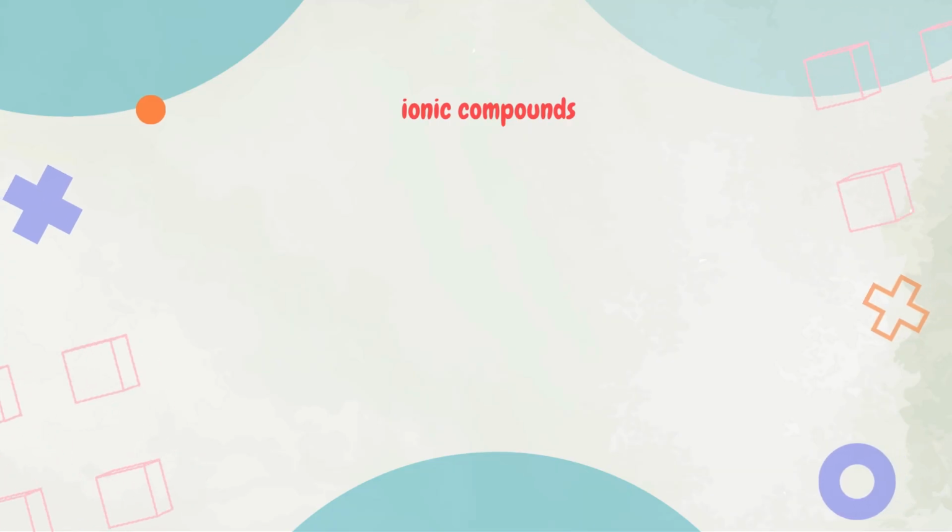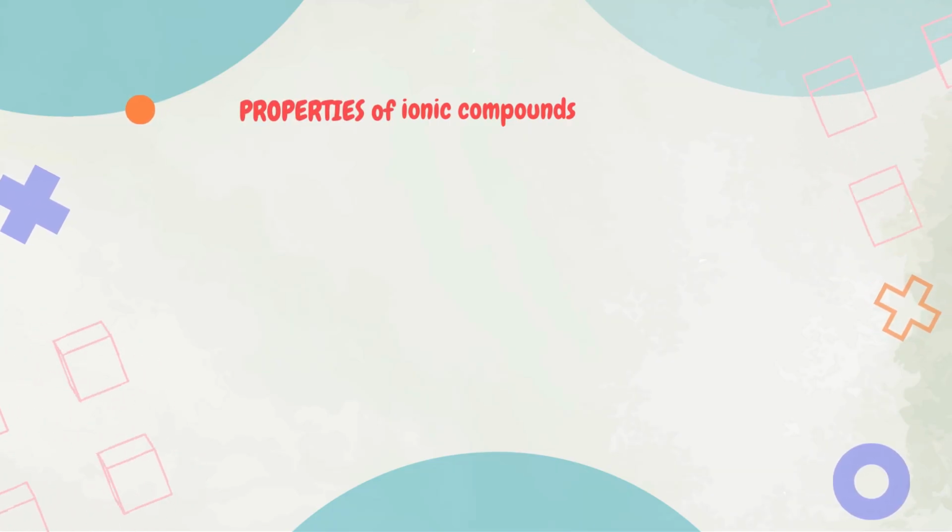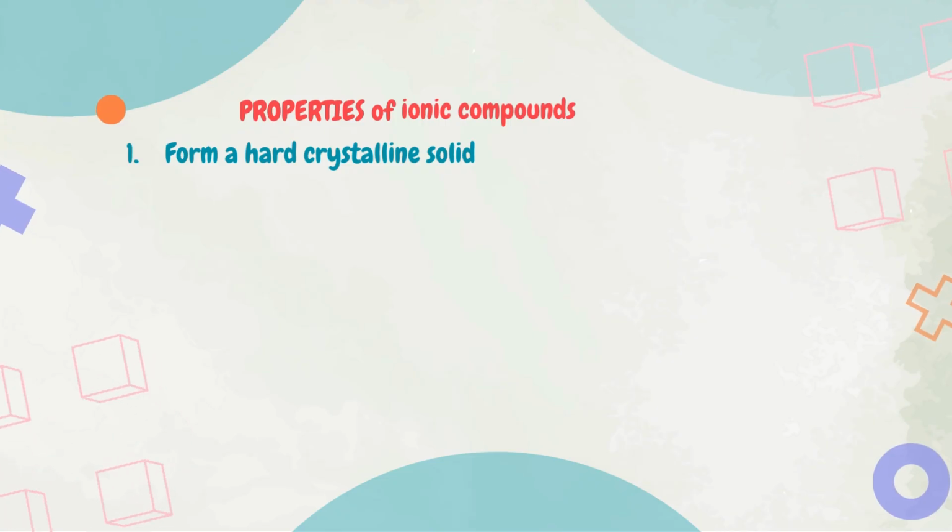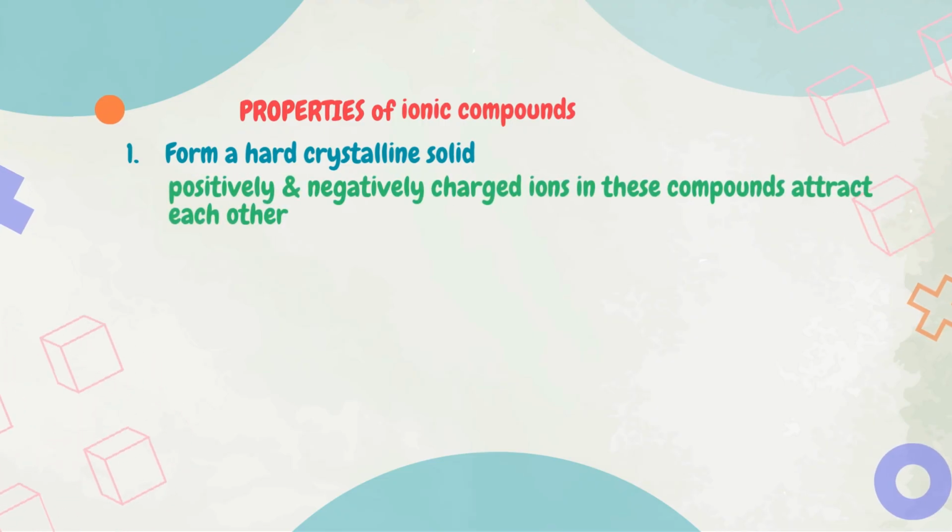Compounds formed by ionic bonding are called ionic compounds. What are the properties of ionic compounds? Ionic compounds form a hard crystalline solid. This is because the positively and negatively charged ions in these compounds attract each other and pack themselves closely in an alternating way, forming a three-dimensional regular crystal.